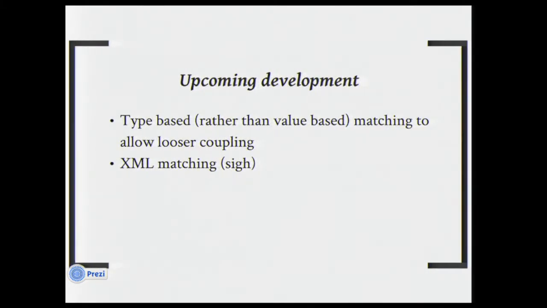Some upcoming development they're working on with Pacts: one of the things we've discovered is we care very little about the actual values in the Pact. What we really care about is, at this particular key, is the value the type of thing that we think it should be? Is it a string? Is it an int? Does it match this particular regex? The other thing we're thinking about is working on XML matching. At the moment, we're just doing JSON.